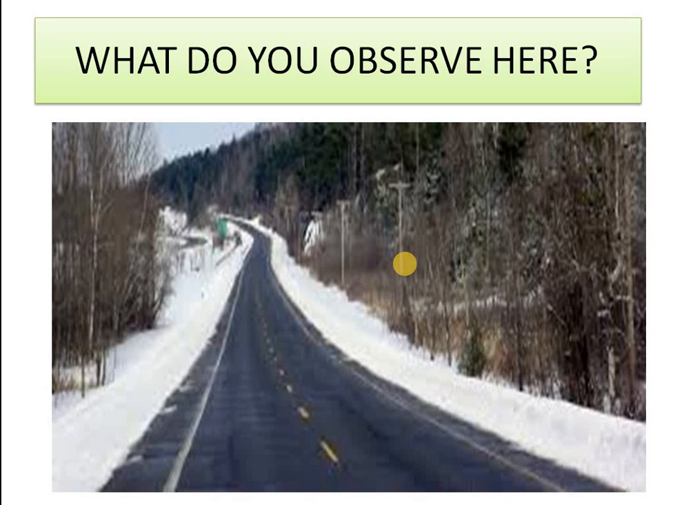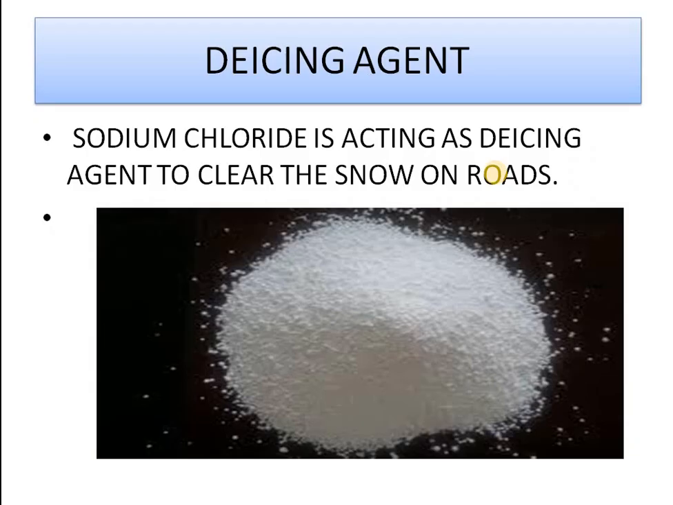Now here what do you observe? We can see here that roads are cleaned, snow is not there on the roads. Why? So this is the question. What are they doing? They are spraying some powder. That powder is known as a de-icing agent, and sodium chloride is used. So what does sodium chloride do? Sodium chloride depresses the freezing point. Earlier, for example, freezing takes place at 0 degrees Celsius. Now it might not take place even at -5, -7.